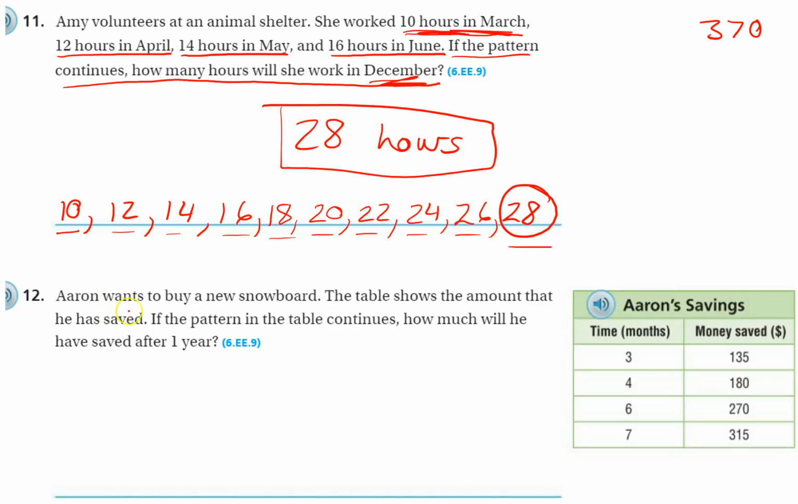All right, number 12, Aaron wants to buy a new snowboard. The table shows the amount that he has saved. If the pattern in the table continues, how much will he have saved after 1 year? So this is given in months. Think of this as our input, and this is our output.